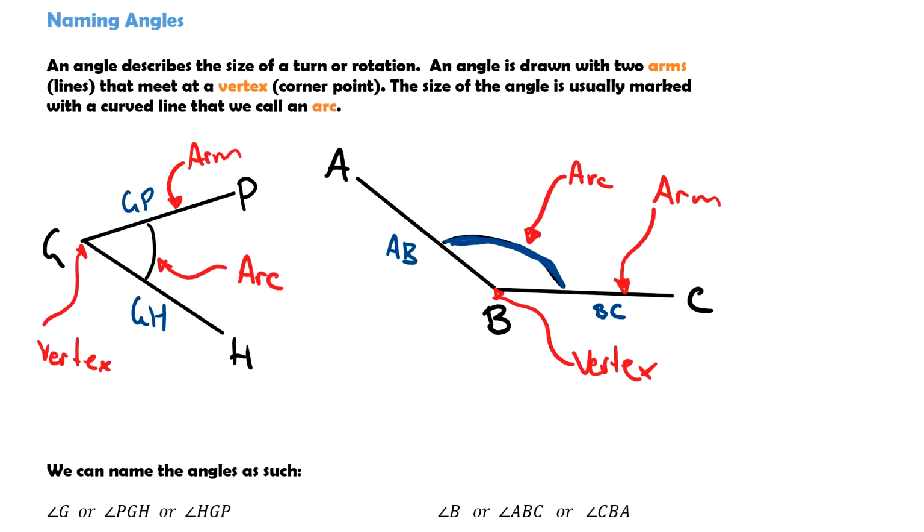Now, similarly on the other side, we can name it angle B because that's where the arc is and that's our vertex. Or we could name it angle A to B to C. So angle ABC, and you can go the other way, angle CBA.